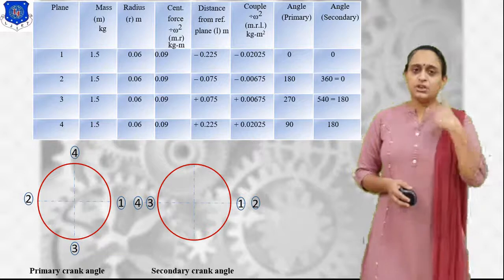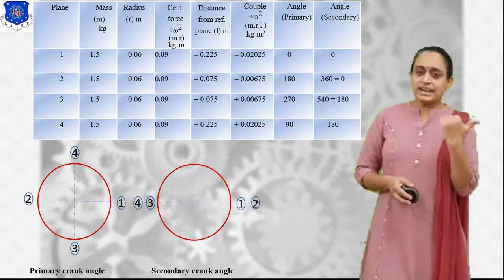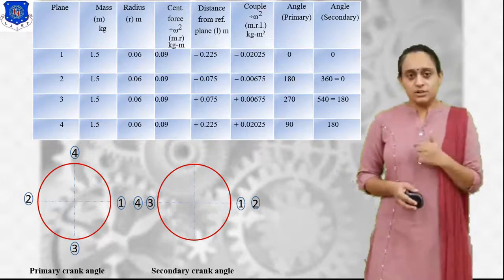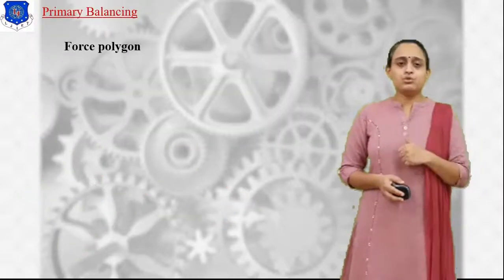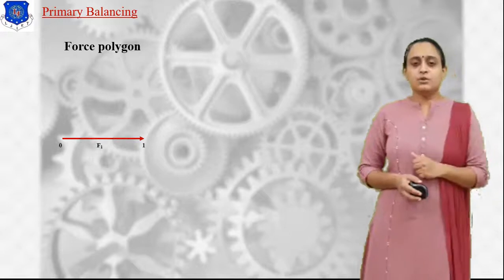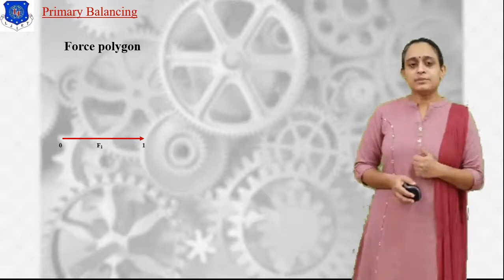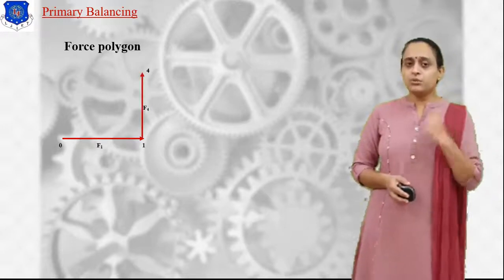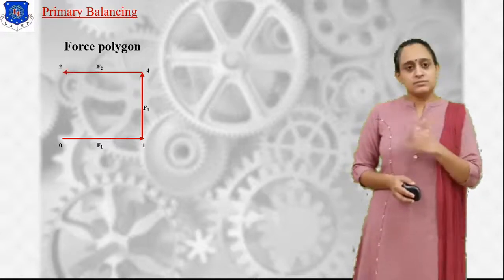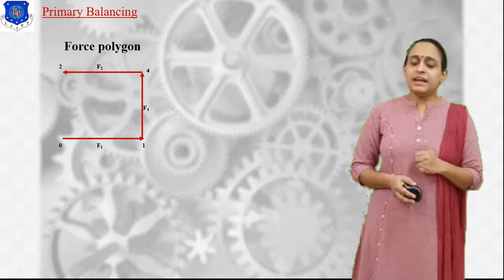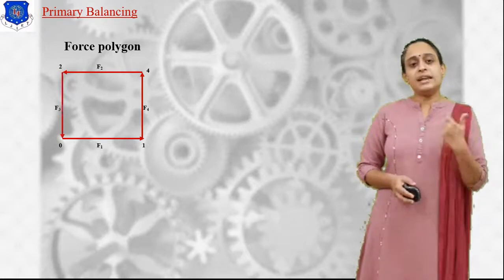1, then the position of 4. You have to draw the second, after that, and then third. Okay, so let us draw the force polygon. So we have to draw first force 1, 0 to 1. Then we have to draw the force of 4, which is F4. Then we have to draw second force, F2. And then we have to draw the F3.